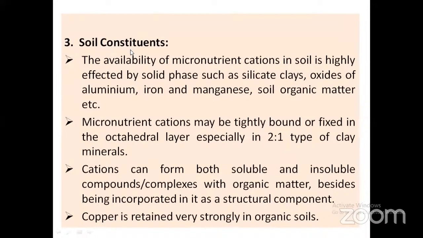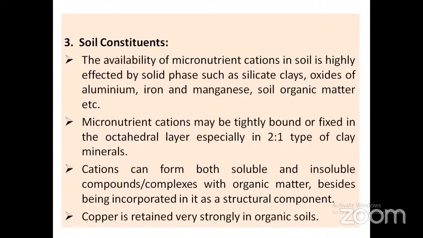So it is soil constituent. You see, the availability of micronutrient cations in the soil is highly affected by solid phase such as silicate clays, oxides of aluminum, iron or manganese, organic matter content. So they all influence the availability of micronutrient cations. How? Micronutrient cations may be tightly bound or fixed in the octahedral layer, especially in 2:1 type of clay minerals. In 2:1 type of clay minerals, there may be chances that these micronutrient cations may be tightly bound or fixed in the octahedral layer. So it will not be available to the plant.